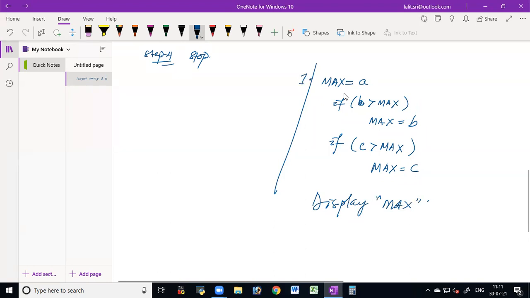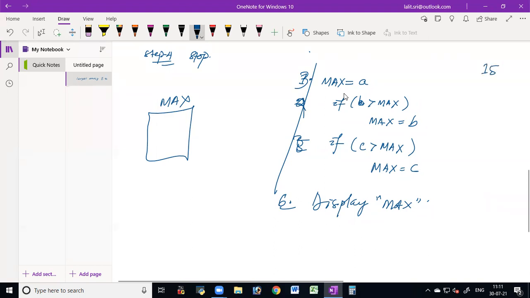Step 1, step 2, step 3. Sorry, step 1 is the start. This is step 3, step 4, step 5, step 6. So max is a container, whichever comes to this will be the greatest one. Otherwise, I will tell which one is the greatest one, it will be placed here.